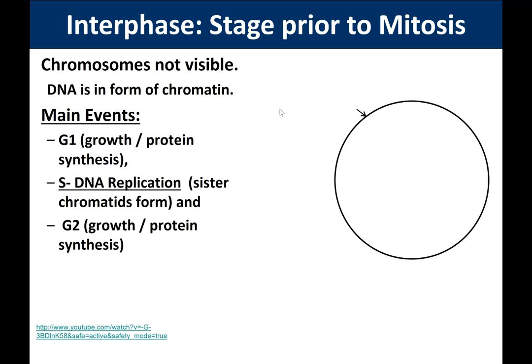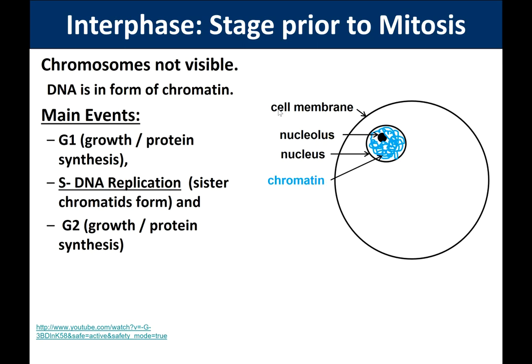The cell on your page is just to the right of the box labeled interphase. We have the cell membrane, nucleus, nucleolus. The DNA is in the form of chromatin. And we have 2 sets of centrioles because the cell is getting ready to divide. All the other organelles would be inside the cell. We are only drawing the components necessary for cell division.